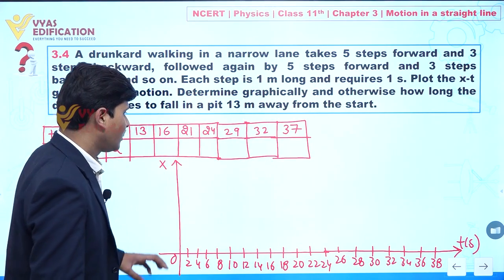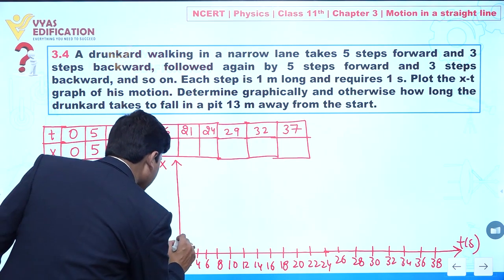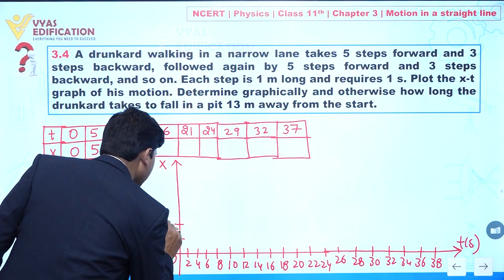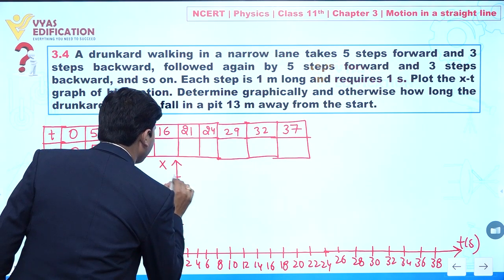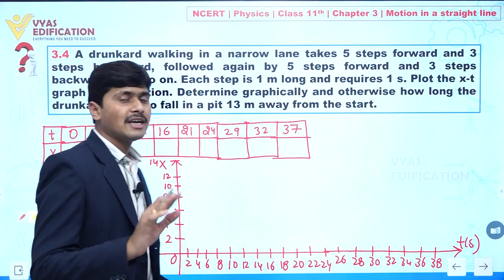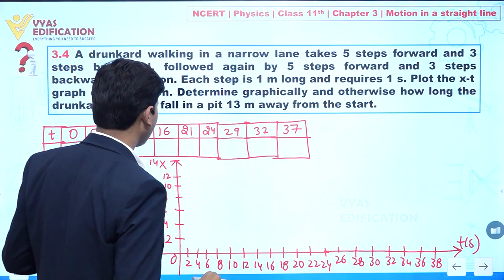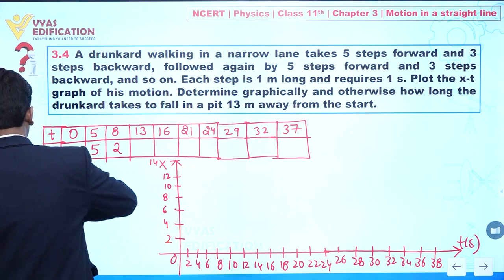Now we need x up to 13 meter. So I am writing like this: this is 2, we can say 4, this is 6, 8, 10, 12 and let's suppose this is 40. Now we are going to draw the diagram, or we can say the motion, of a drunkard person. So concentrate on the screen.